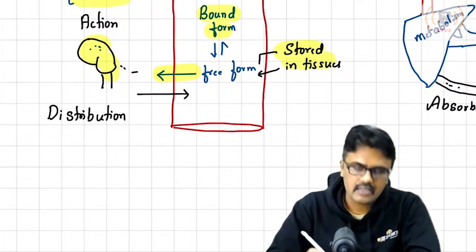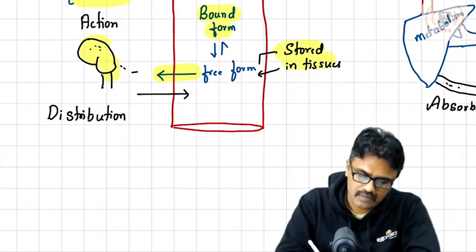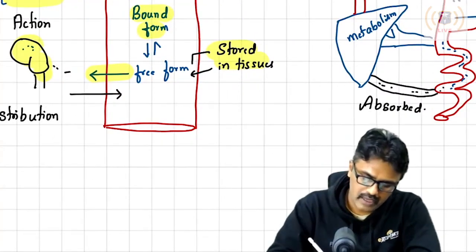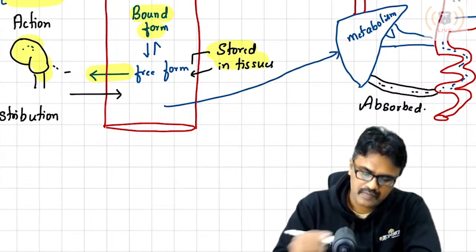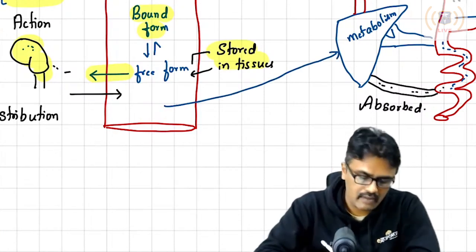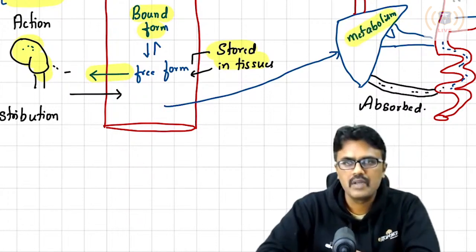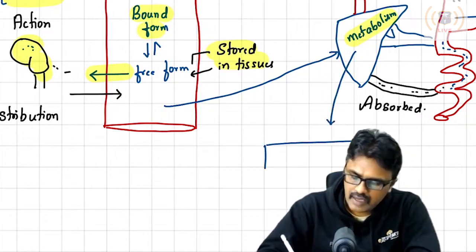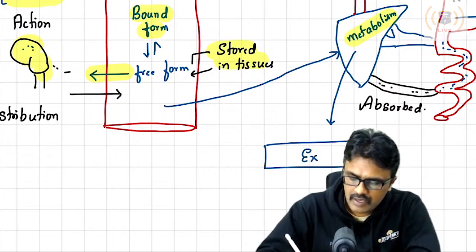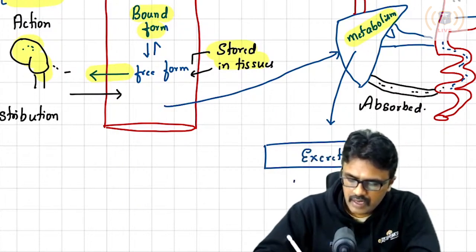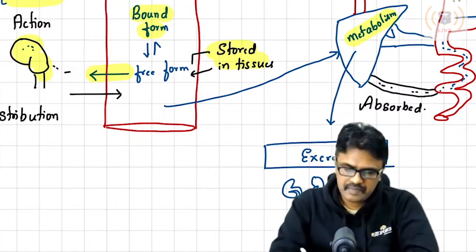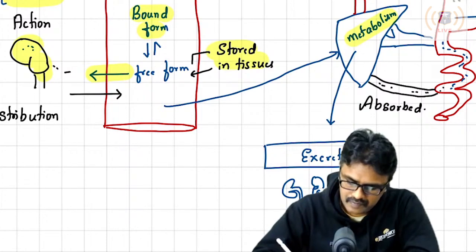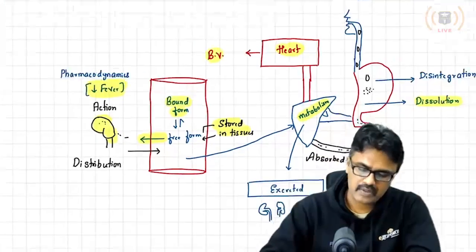Now once the drug has done its action, the drug has to be removed. The drug will be removed this way. It moves from the blood vessel to the liver, and in the liver we get metabolism of the drug. Once the metabolism is done, the drug passes back and is excreted out, mainly by the kidneys and also by the liver. Right.